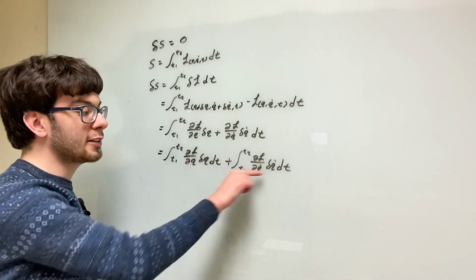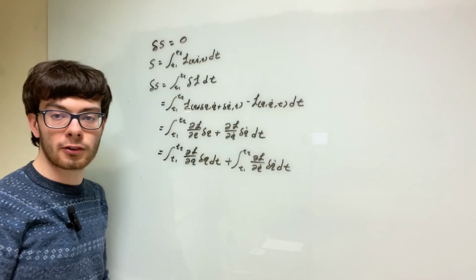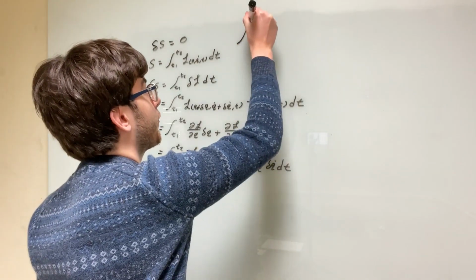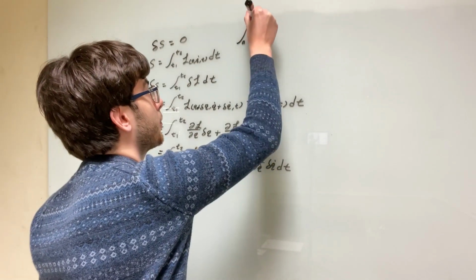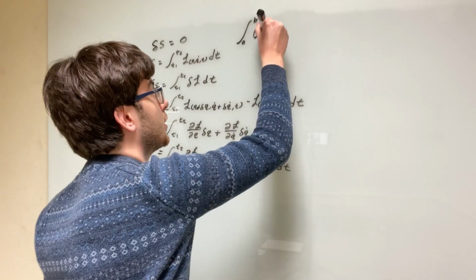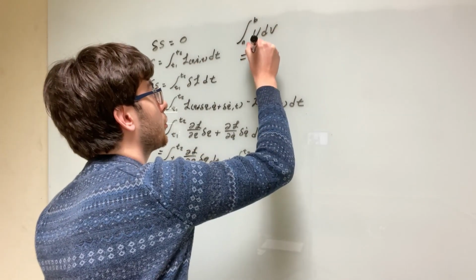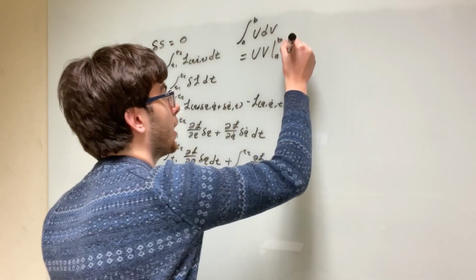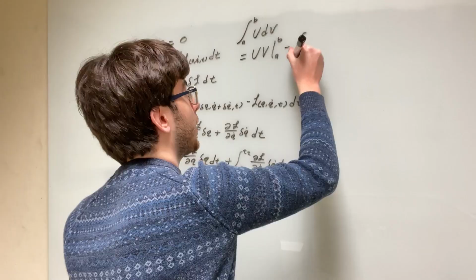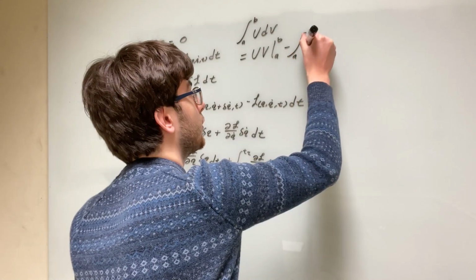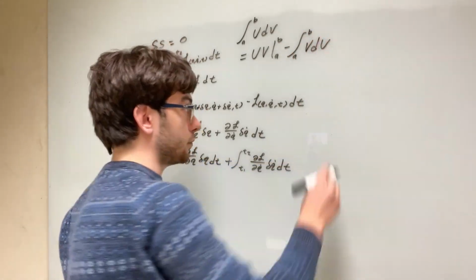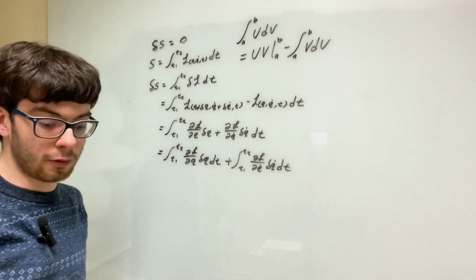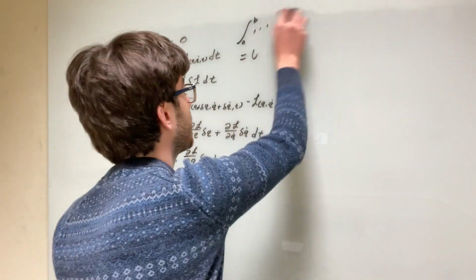And we can evaluate this integral using integration by parts. If you remember from calculus, integration by parts says that for an integral from a to b, where the integrand is u dv, this is equal to u times v, evaluated from a to b, minus the integral from a to b, where the integrand is v du. So we can simply use integration by parts to evaluate this integral. And let's do just that.